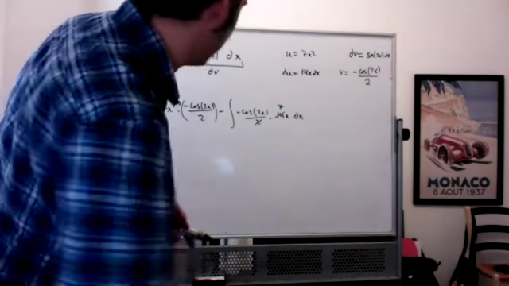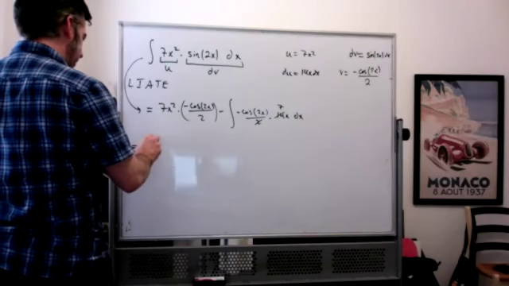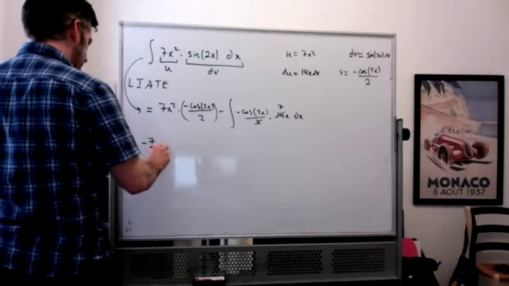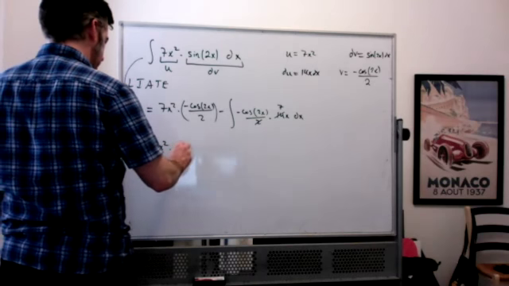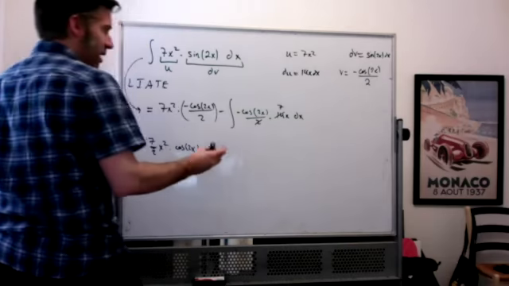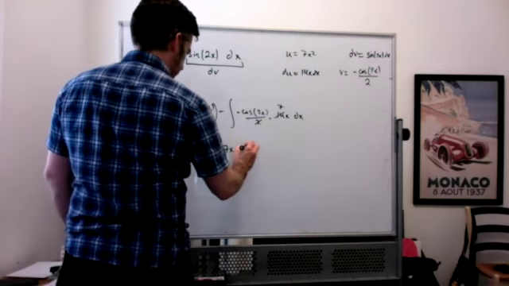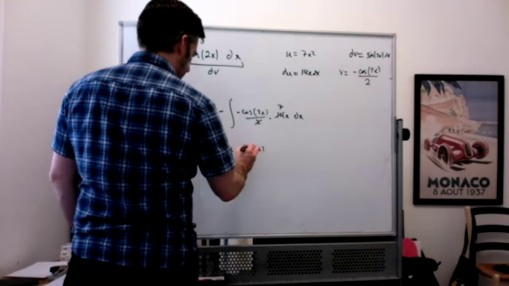I'm going to do a little bit of simplifying. I'm going to write this as negative 7/2 x squared times cosine of 2x. Minus a minus is plus. And write this as the integral of 7x times cosine of 2x.